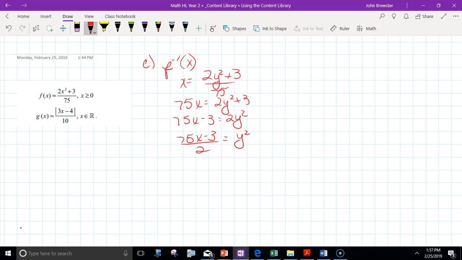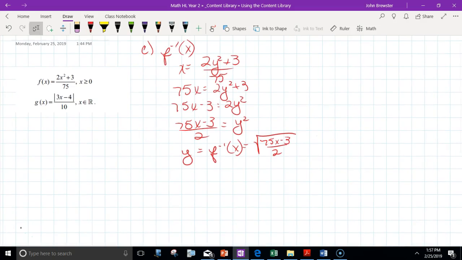Take the square root of both sides. y, or f inverse, equals the square root of (75x minus 3) over 2. Now it's not plus or minus, it's a function, so we don't have to worry about plus or minus.